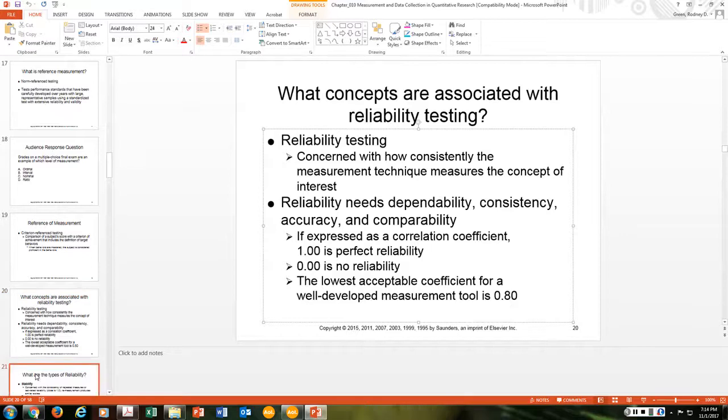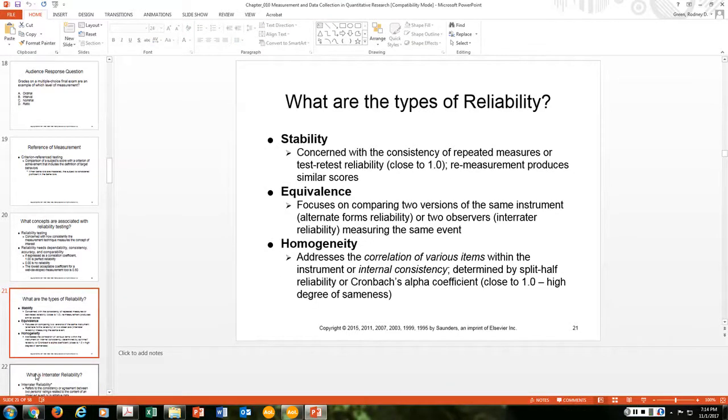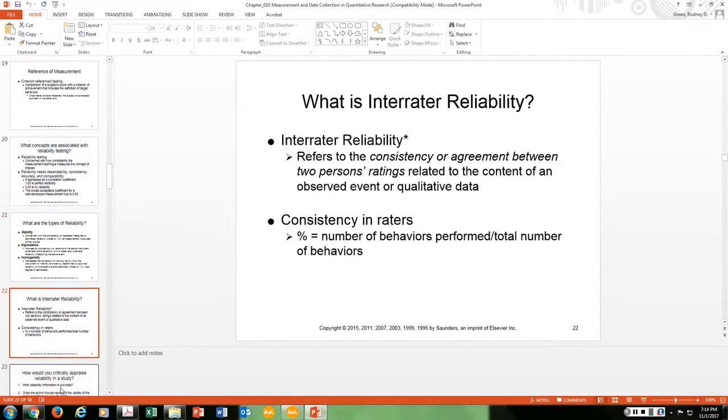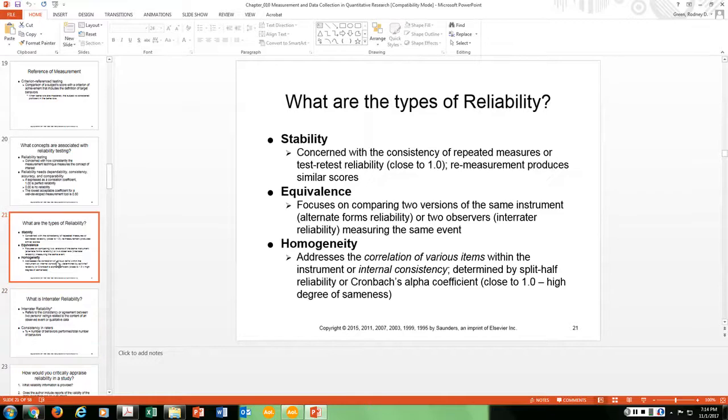Okay. So what are the types of reliability? We'll talk about this slide and the next slide. Stability is concerned with the consistency of repeated measures, or test-retest reliability. Remeasurement produces similar scores. So if we give the test repeatedly, it will yield similar scores.